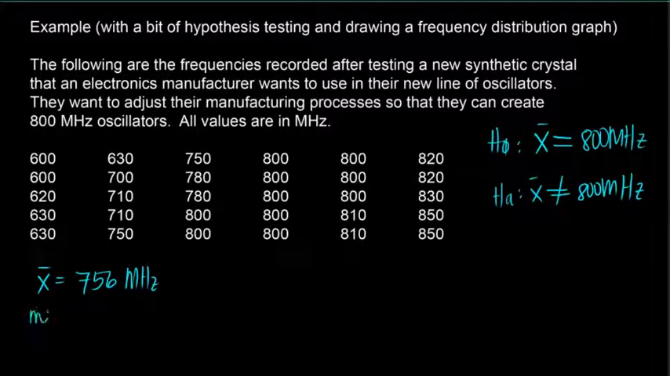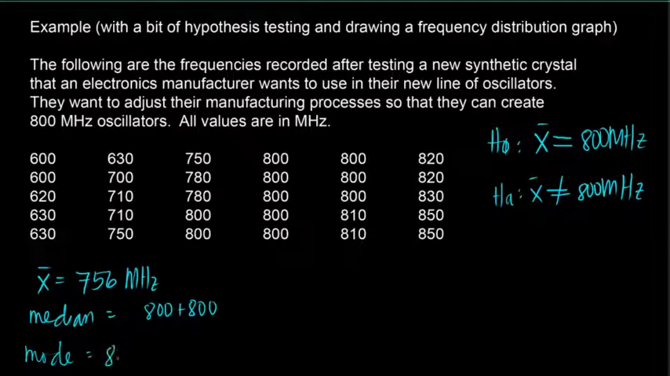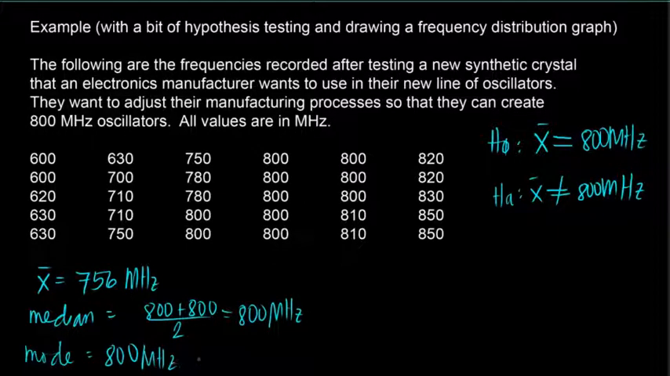Our median. So, for the median, I have found it's 800 plus 800, because obviously our mode here is 800. Our median is 800 plus 800 divided by 2. So, I think this is 1, 2, 3, 4, 5. We have 5, 10, 15, 20, 25. We have 30 samples, and that's an even number. Therefore, our median is going to be two numbers. So, 800 plus 800 divided by 2 is 800 megahertz. Okay. And this is our value.